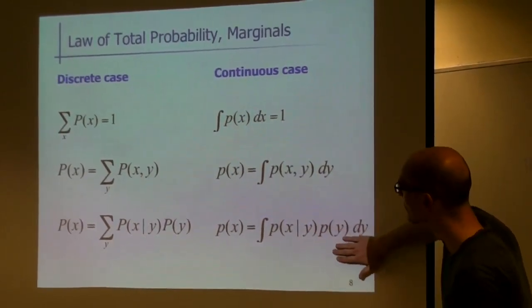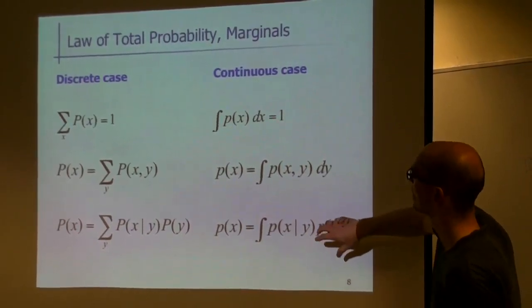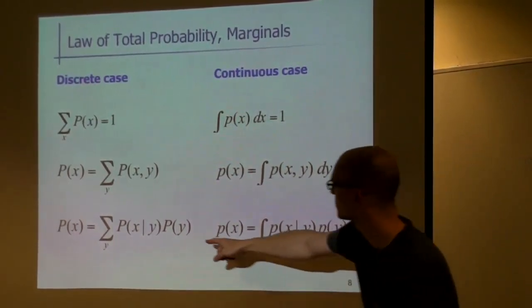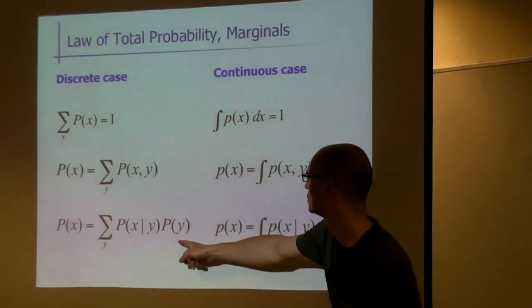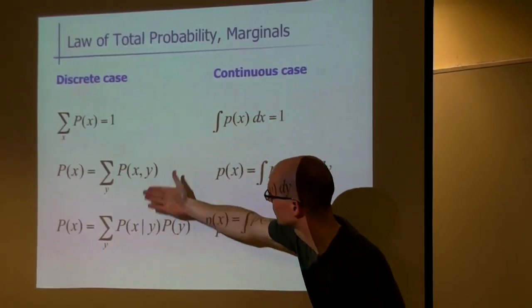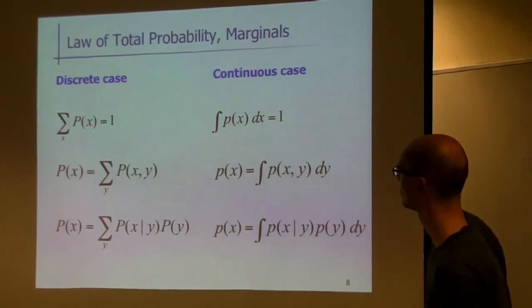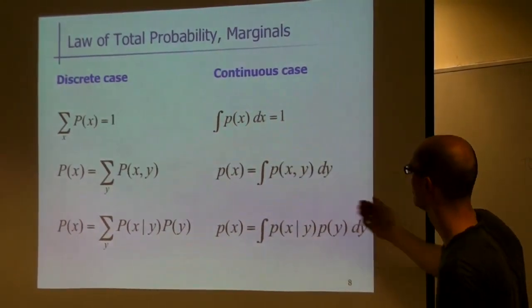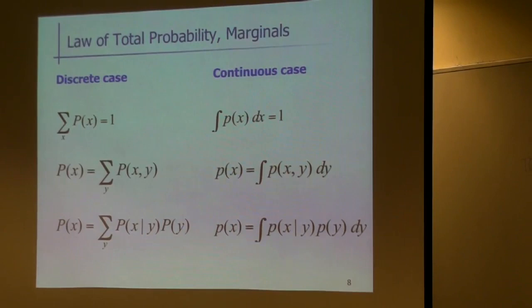Then, let's say you don't have the joint, but you have this other representation that can give you the joint: the marginal for y, and the conditional of x given y. Then we can do the same kind of summing out over y to get the marginal for x, and we can integrate out in the continuous case.